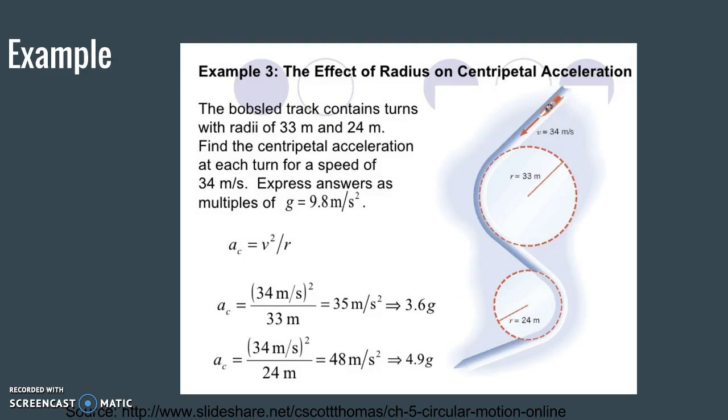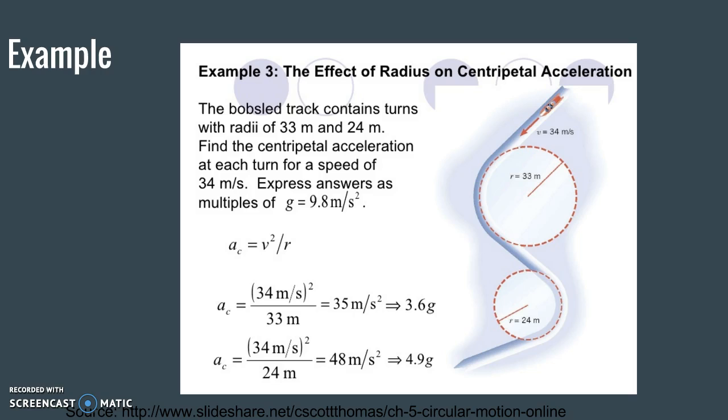Let's look at a quick example that I found just by a quick Google search. Here, example 3, even though this is our example 1, is the effect of radius on centripetal acceleration. In this example, we have a bobsled track that contains 2 turns. One of these turns has a radius of 33 meters, and the second turn has a radius of 24 meters. So this is an example of circular motion where the object is not necessarily moving in a complete circle. It's just going in an arc of that circle, in this case in 2 spots.